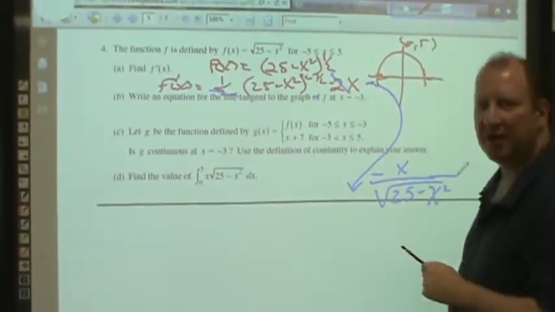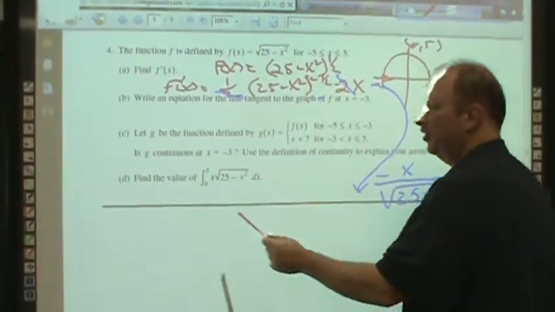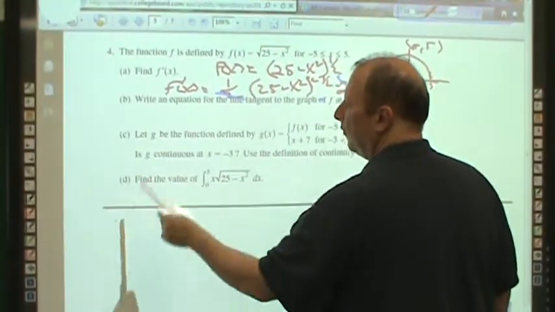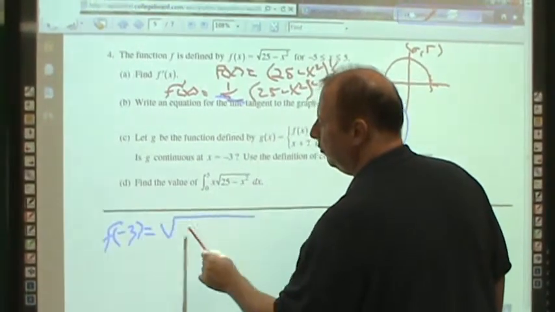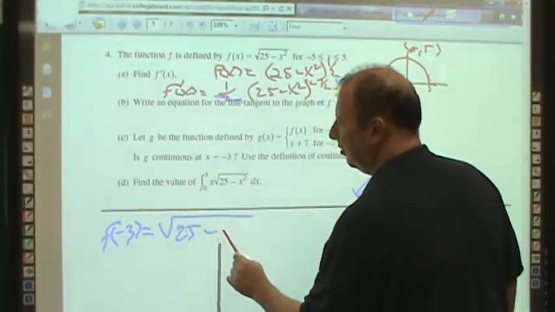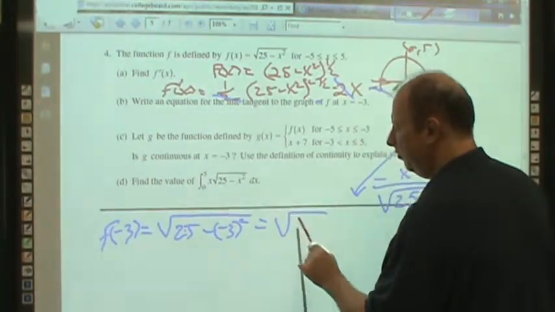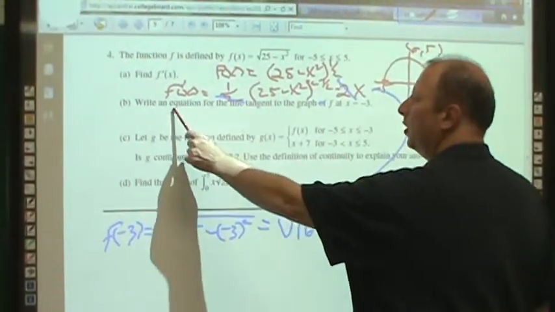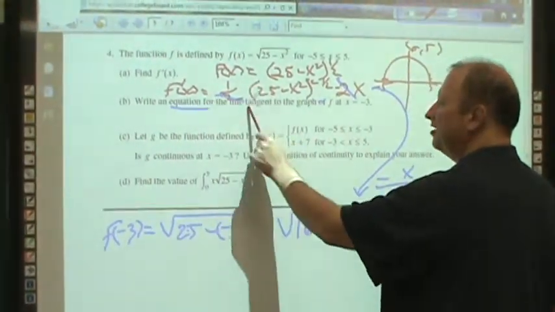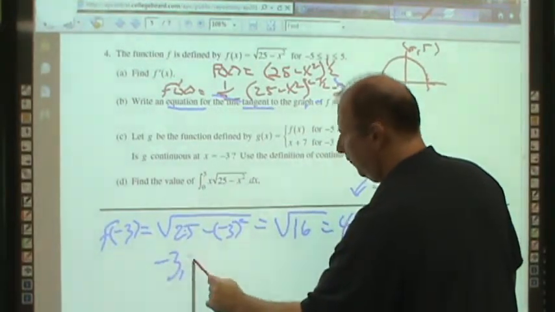Now the next question says, write an equation of a line tangent to the graph at x equals negative 3. So first we need to know f of negative 3, which is the square root of 25 minus negative 3 squared, which is the square root of 16, which is 4. So we want an equation of the line tangent at the point negative 3, comma 4.